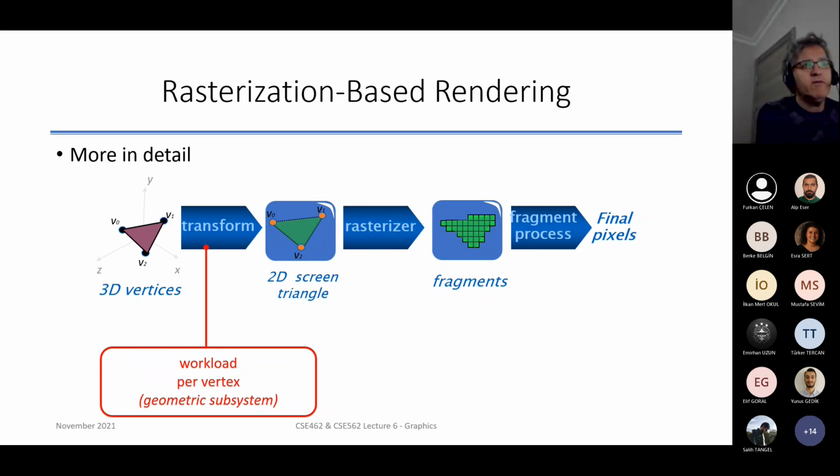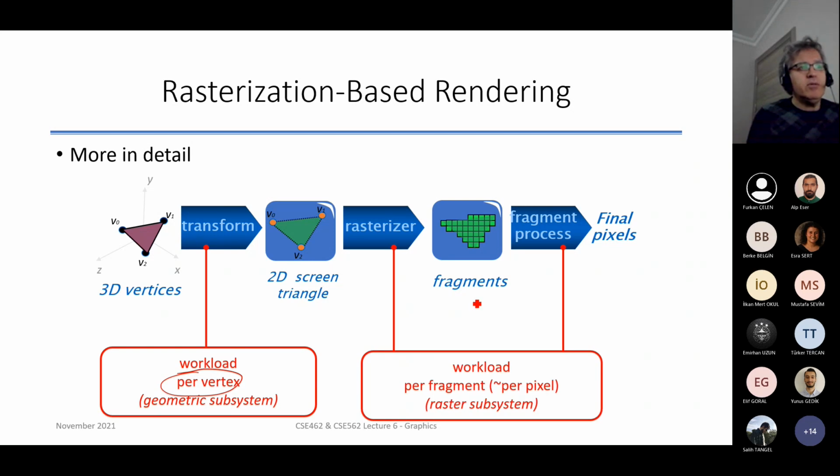So when you look at the workload itself, this part is per vertex. This is the geometry. And this part is now per fragment, close to per pixel, though not necessarily exactly per pixel. This is the rastering subsystem, and it works per fragment, like these entries here.